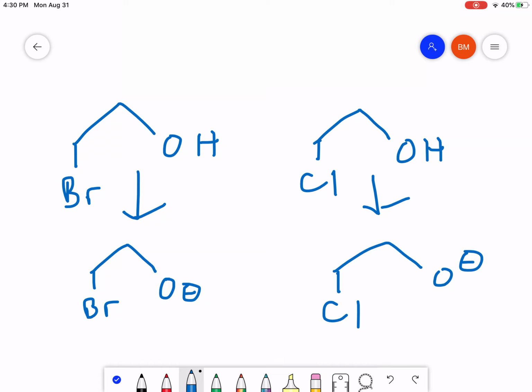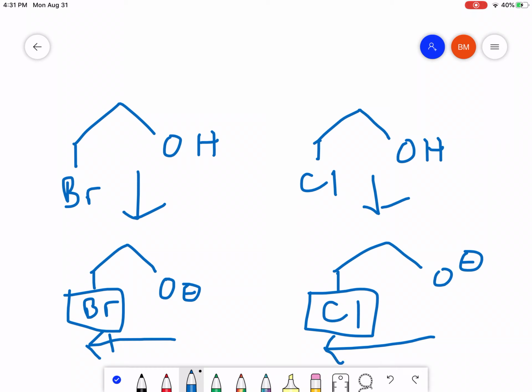It's a little bit different than the last example, though, right? In the last example, one of the structures didn't have anything that could inductively pull. In this case, on the left, we have a Br. That's electronegative. On the right structure, we have a Cl. That's electronegative. So, in each case, there is an inductive effect, sort of pulling some electron density over the course of the molecule. However, they're not the same, though, right?